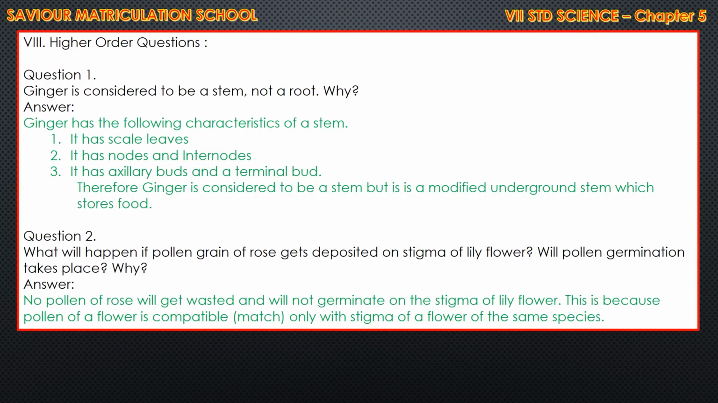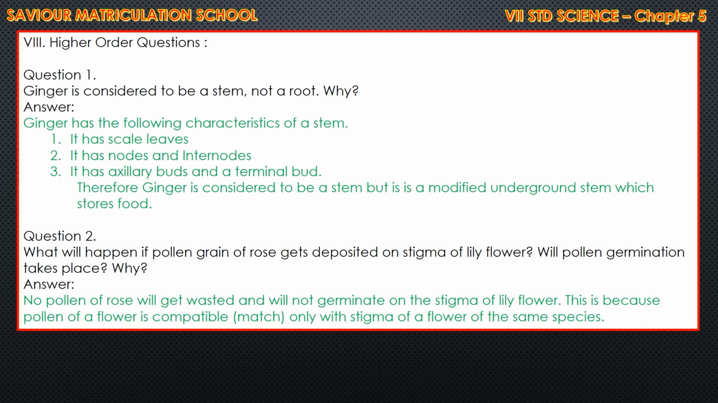Then Roman number 8 children, that is higher order questions. Question 1. Ginger is considered to be a stem, not a root. Why? The answer is, ginger has the following characteristics of a stem. First one, it has scale leaves. Number 2, it has nodes and internodes. Third, it has axillary buds and a terminal bud. Therefore, ginger is considered to be a stem, but it's a modified underground stem which stores food.